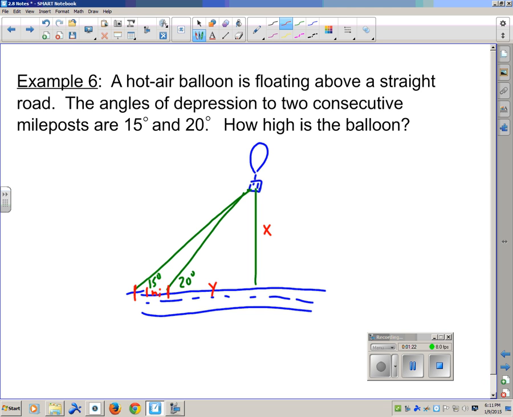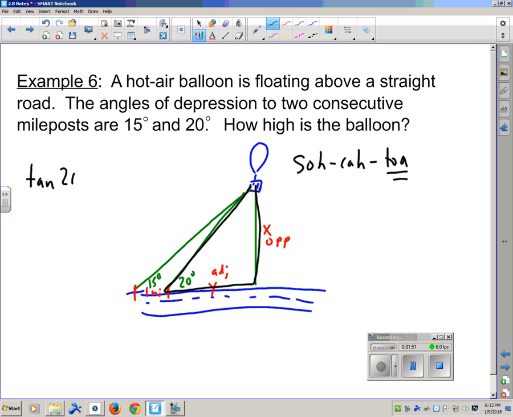So if you look at the inside triangle, so I'm looking at this triangle right here, we can set up a ratio for that. And we know that this here from over here is my opposite. We know this here is my adjacent. So we know from SOHCAHTOA that we're dealing with tangent because that's opposite and adjacent. So I'm going to set up a tangent ratio. I'm going to say tangent of 20 is equal to my opposite over my adjacent.